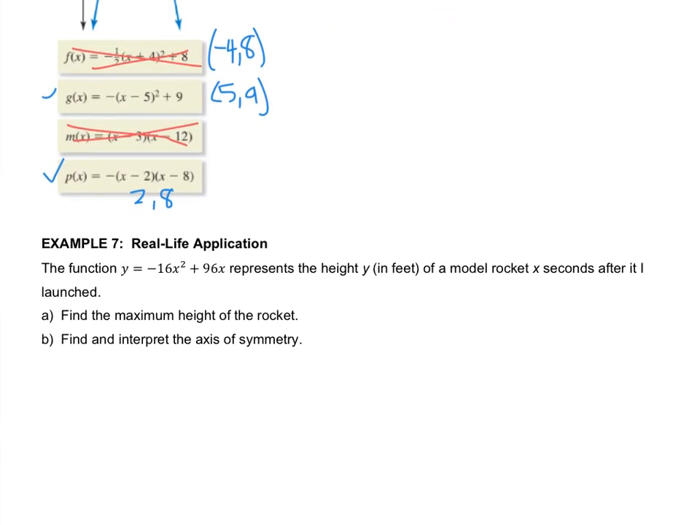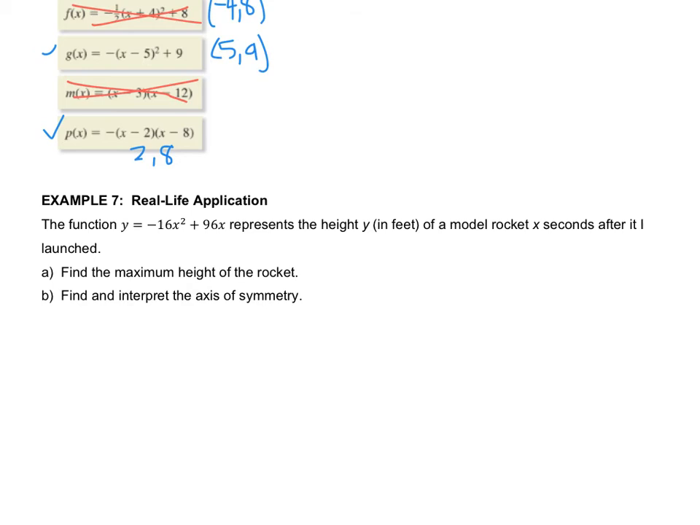Let's look at another example. The function y equals -16x squared plus 96x represents the height of a model rocket x seconds after it is launched. We have to find the maximum height, so that's very similar to what we just did, where we had to find the maximum using completing the square. And then we have to talk about the axis of symmetry, but we'll get to that in a moment.